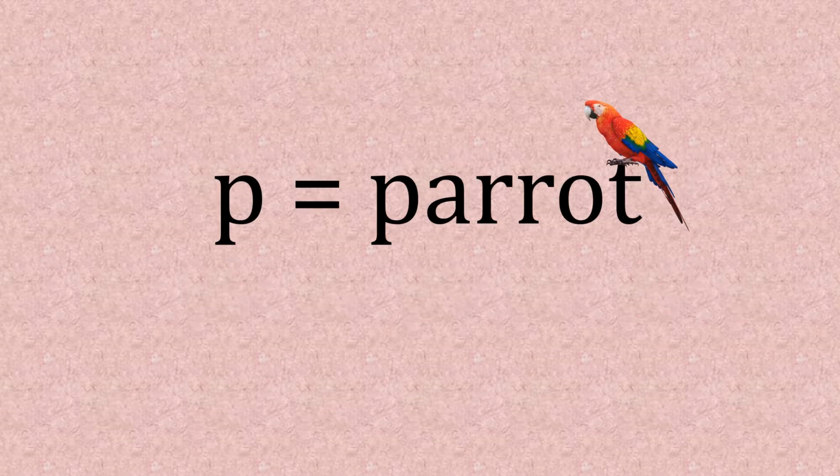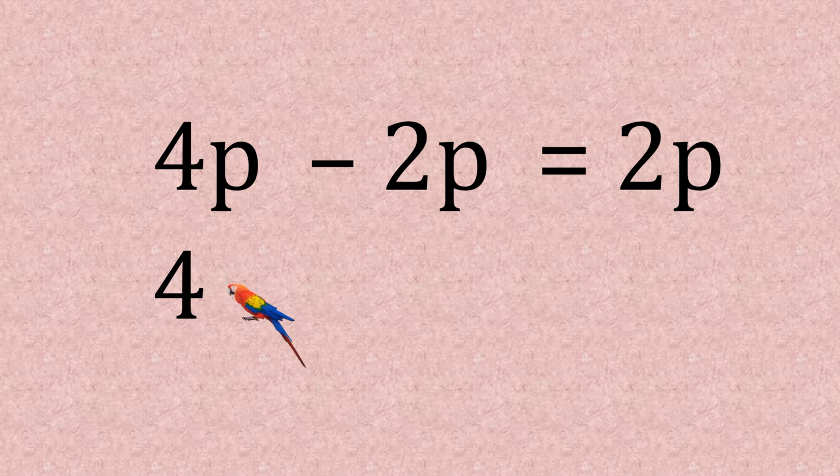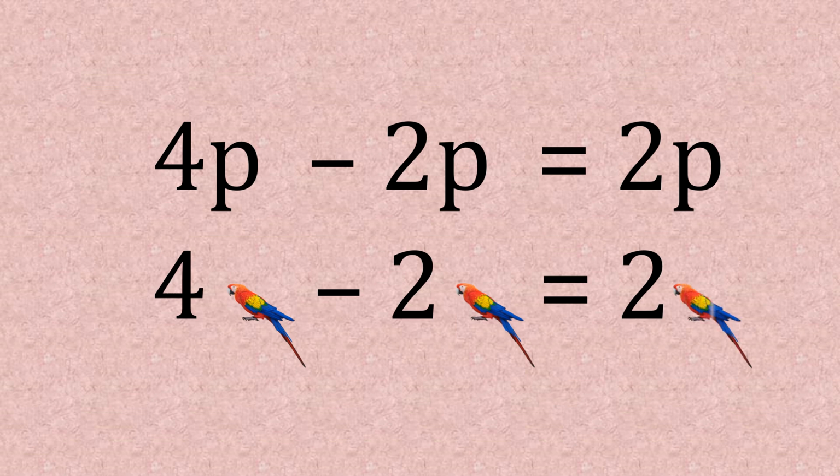Now we're going to look at P. I'm going to use a parrot this time. 4P minus 2P equals 2P. So that would be 4 parrots minus 2 parrots equals 2 parrots.